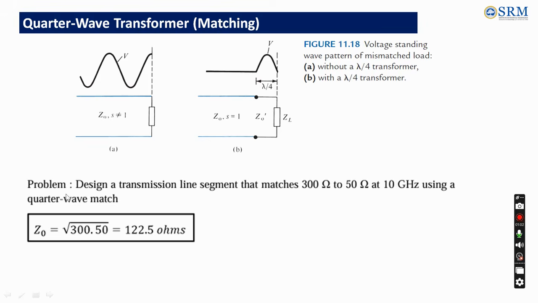So there is one worked out problem given. The transmission line is going to match a 300 ohm load impedance to a 50 ohm line impedance. So they are asking to design a transmission line segment, that is, a quarter wave transformer, whose characteristic impedance you have to find. That is equal to root of input impedance 50 times load 300. So root of 300 into 50 is 122.5 ohms.